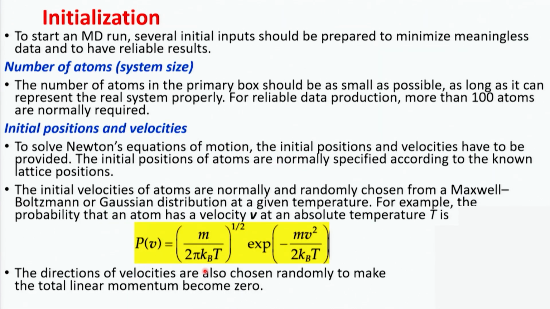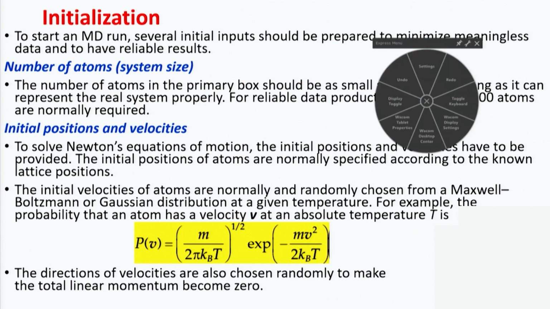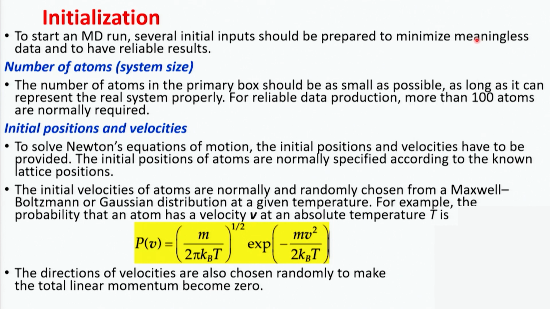Okay. So initialization, that means you need to start from an initial structure. At the same time it is also better to give some initial velocity. Okay. So to start an MD run, several initial inputs should be prepared to minimize meaningless data and to have reliable results. Okay. So number of atoms, the system size: the number of atoms in the primary box should be as small as possible, but at the same time as long as it can represent the real system properly. For reliable data production, more than 100 atoms are normally required.